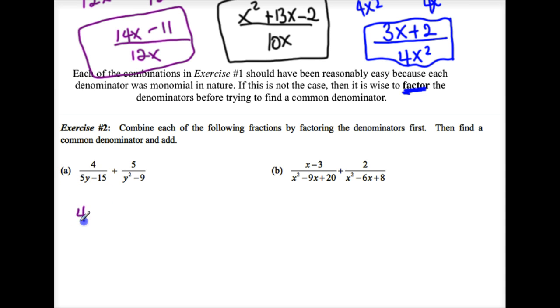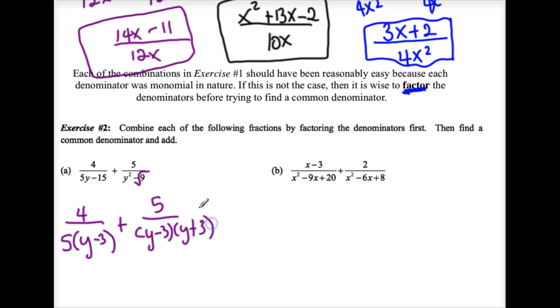So the first one, I can see that the bottom has a 5 in common, so I'm going to take a 5 out. Y minus 3 plus 5 over, remember this is a square root, so I can write this as y minus 3 and y plus 3. Now that I have it factored, I want to know how can I make these equal.